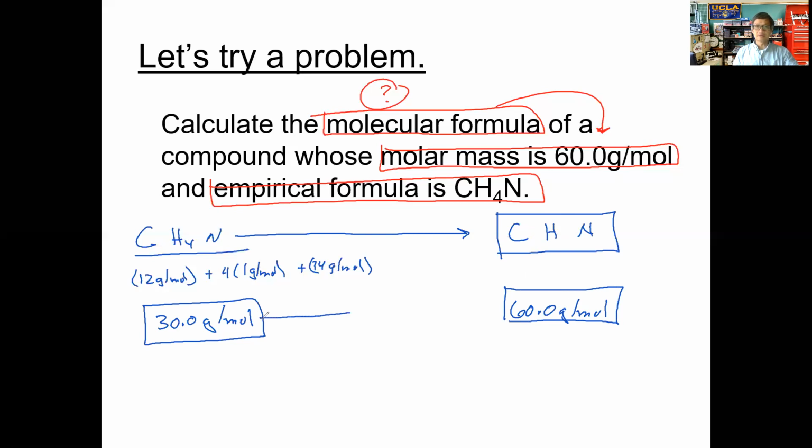If you compare that to the empirical mass we just calculated, the mass of the actual compound is 2 times greater than the mass of the empirical formula. So there is our multiplier, which means we have to double everything to get our answer. This is our molecular formula, the actual formula. We just doubled everything: we doubled the number of carbons to 2, the hydrogens to 8, and the nitrogens to 2. That is our molecular formula.